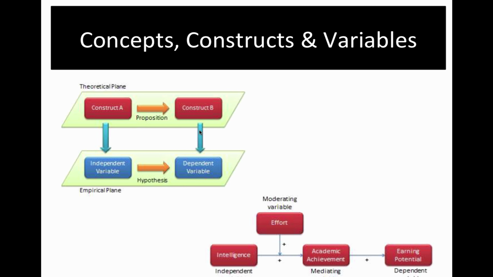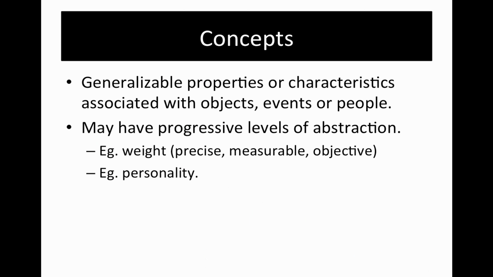Concepts, constructs, and variables. Although research can be exploratory, descriptive, or explanatory, most scientific research tends to be of the explanatory type, that is, they search for potential explanations of observed natural or social phenomena.